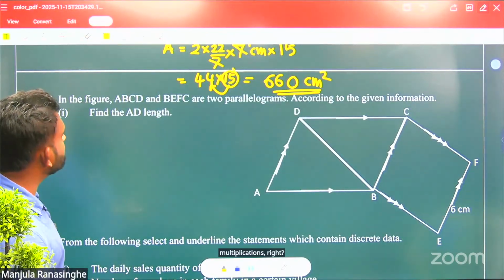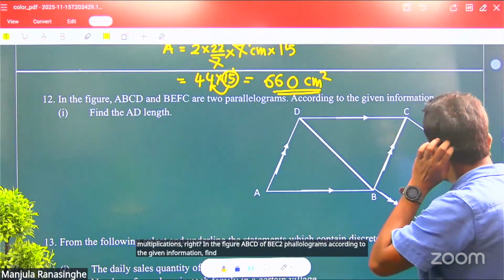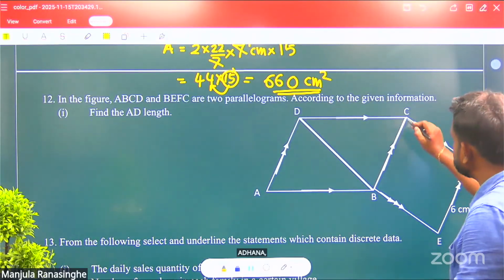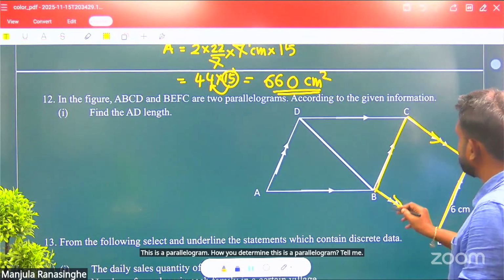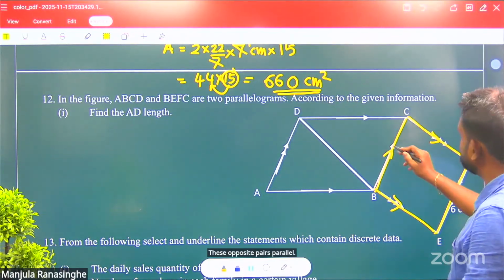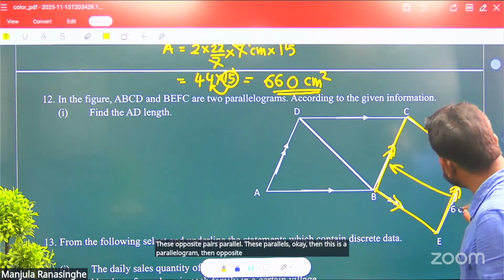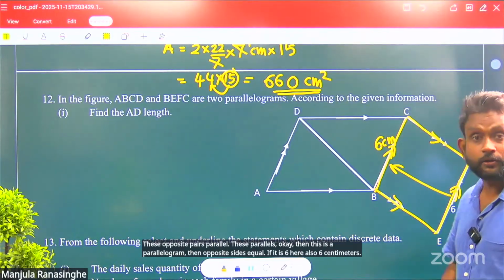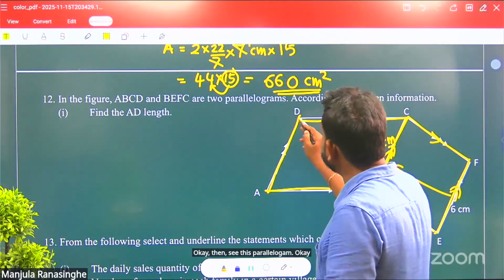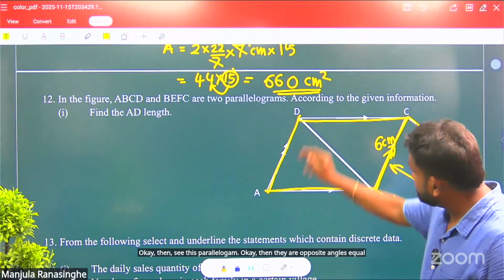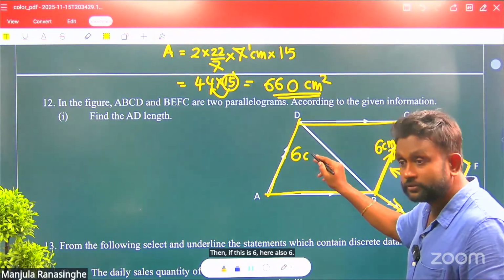In the figure, ABCD and BC are two parallelograms. According to the given information, find the AD length. This is a parallelogram. How do you determine this is a parallelogram? Opposite pairs are parallel. These are parallel, so this is a parallelogram. Then opposite sides are equal. If it is 6, here also 6 centimeters. See this parallelogram, then its opposite sides are equal again because this is also a parallelogram. Then if this is 6, here also 6.